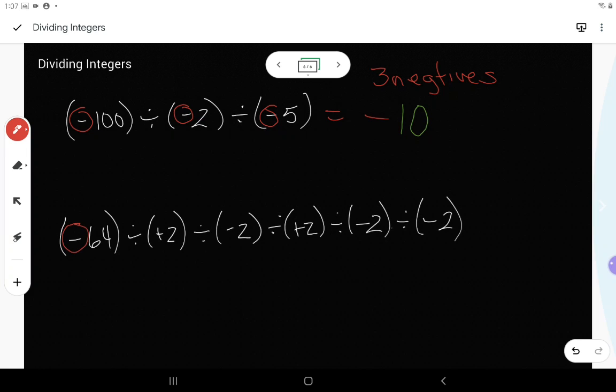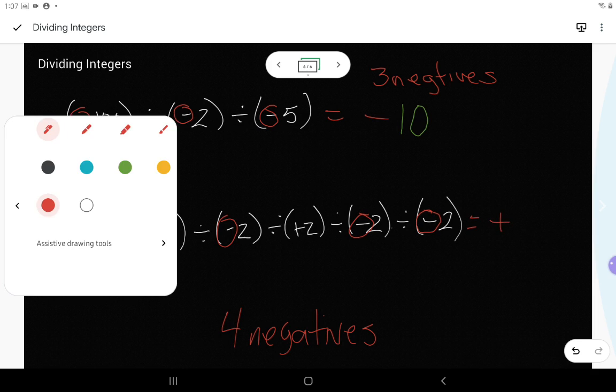I've got 1 negative sign, 2 negative signs, 3, 4 negative signs in my expression. So I have 4 negatives. Remember, you are counting how many negative signs you have, not how many integers you have. So I have 4 negatives. That means my answer will be positive.